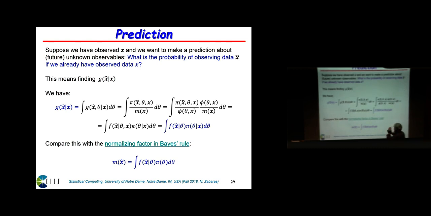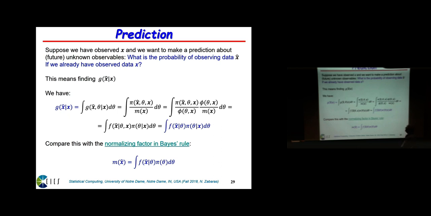The product rule, okay? And then what I do is I divide and multiply by the joint probability of theta and x. Let's look first at this. This divided by m of x gives me the posterior, again by the product rule of probability. And this other part gives me the probability of x hat given theta and x. But you remember the likelihood: if I know theta, I don't need to know anything about x because theta defines my likelihood model. So the x dependence disappears, and there is the answer.